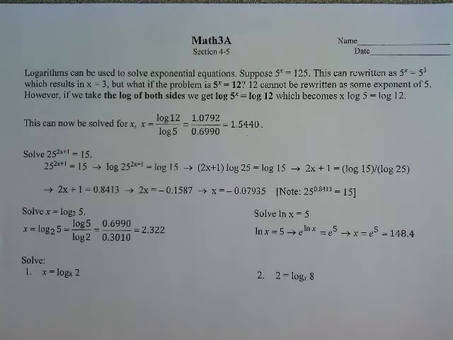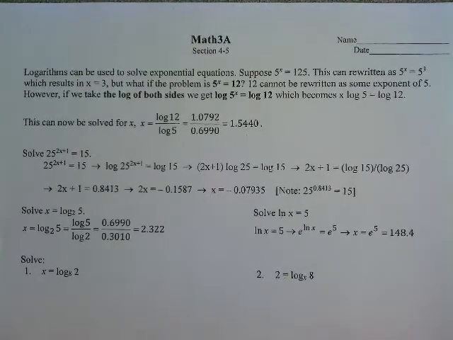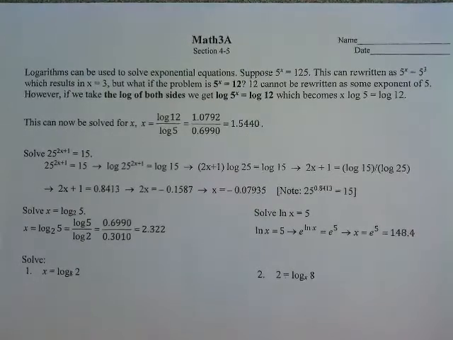However, if we took the log of both sides, so log of 5 to the x and log of 12, x being in an exponent position in that equation can be brought out front using the power rule, and then we can divide both sides by log 5 and in fact get our answer.